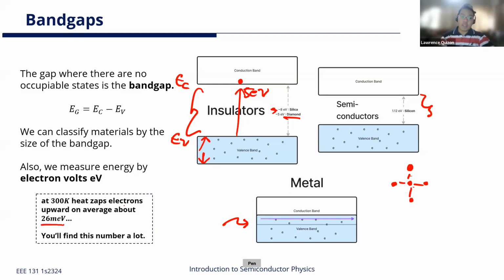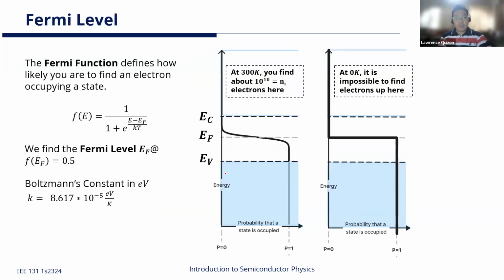No, you'll also find here over in this slide that at 300 degrees Kelvin, no, heat zaps electrons through this gap around 26 milli electron volts on average, no. So that's our 0.026, no. Now, what is the intuition behind calling this zapping electrons upwards? The thing is, no, this 26 milli electron volts is this one, no? So it's kT, no?